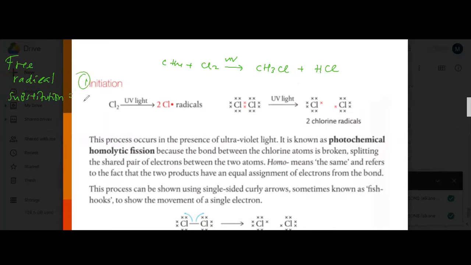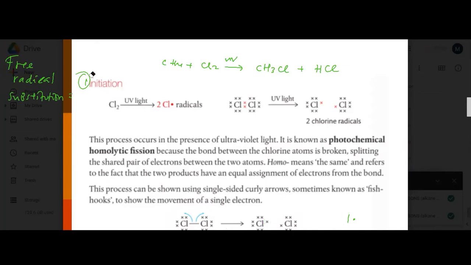The first one is called initiation. This is how the free radicals form. Once again, initiation is the step of how the free radicals form. The Cl2 will undergo homolytic fission, like this, to form two free radicals, since each has an unpaired electron. You can see that two free radicals are produced. This is the first step.